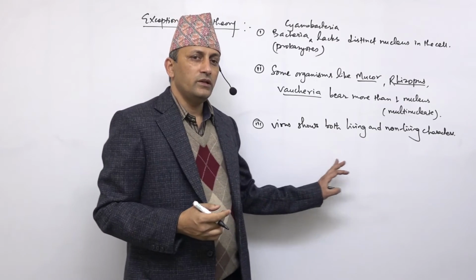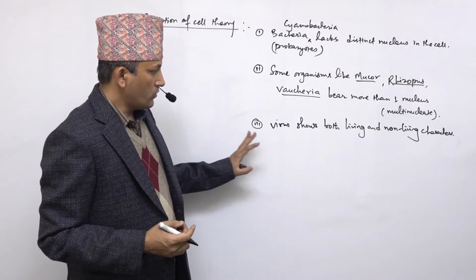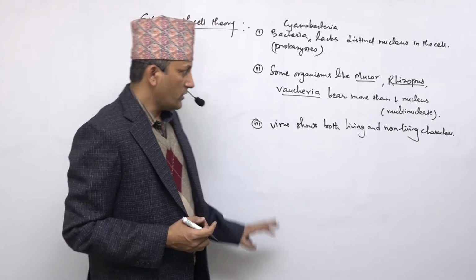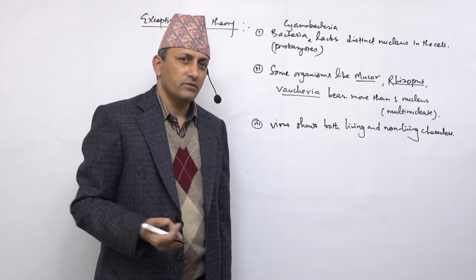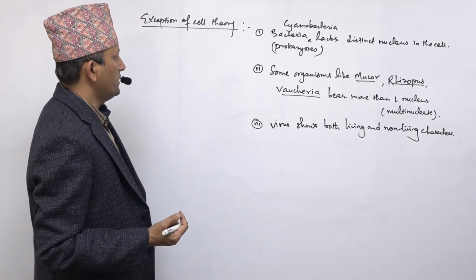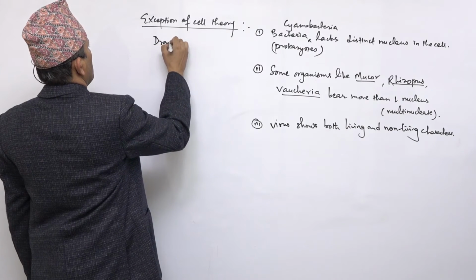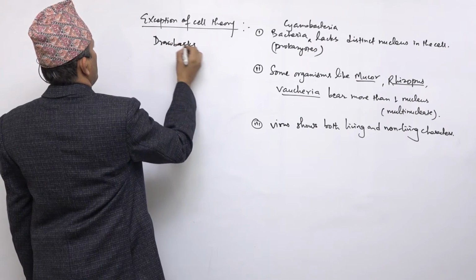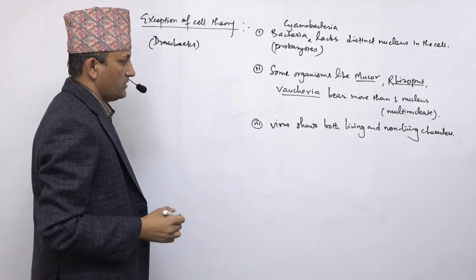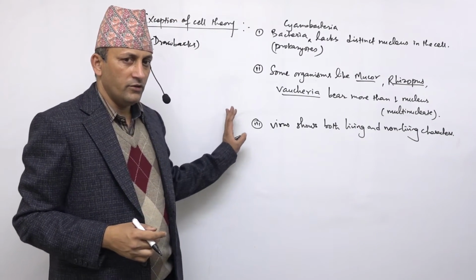Which was not mentioned in the points of cell theory. Cell theory मा यस्तो कुराहरुको बारेमा कुनै चर्चा भएन. That's why all these are some points of exception of the cell theory. यसलाई हामी drawbacks of cell theory भन्न पनि सक्छौं. Drawbacks भनेको exceptions भयो. Drawbacks of cell theory or exception of cell theory.